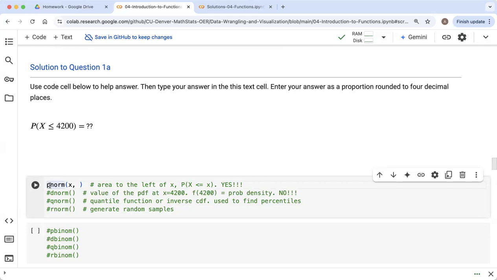Okay, so that was a general introduction about these distribution functions. I will take a break now, and then we're going to come back and answer this question 1A in a separate video, since I think I talked enough about these functions in general in this video.